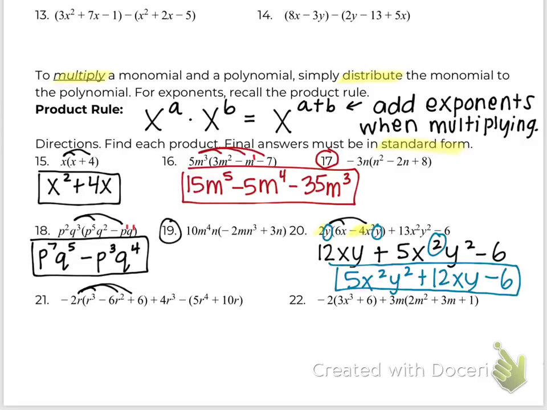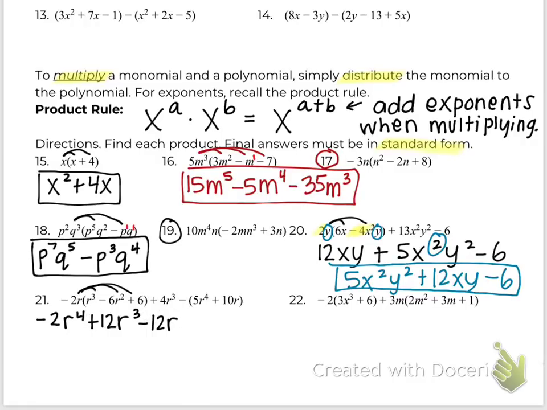Let's try 21. If you're multiplying here, negative 2 times, there's a 1 in front of that r cubed, so negative 2 times 1 is negative 2. And then r times r cubed, there's r to the 4th, there's 4 r's there. Now negative 2 times negative 6 is a positive 12, and then r times r squared is r to the 3rd. A negative 2 times a positive 6 is a negative 12, and then we're just going to put that r at the end because there's no r's here with that 6.